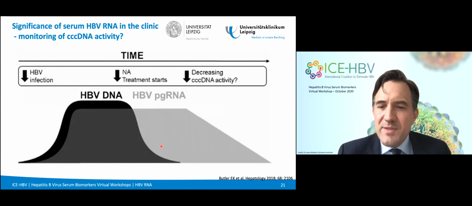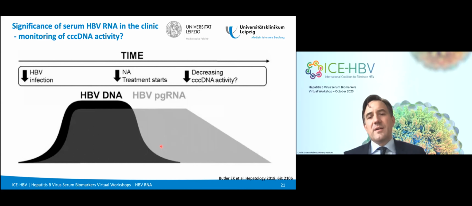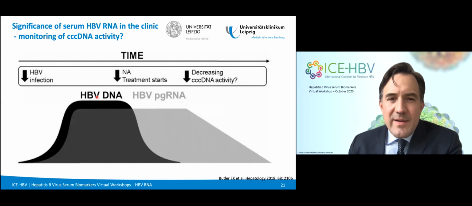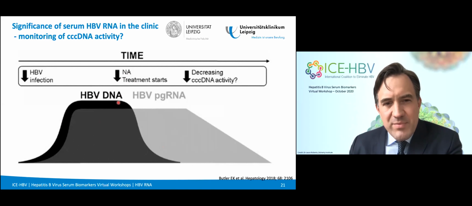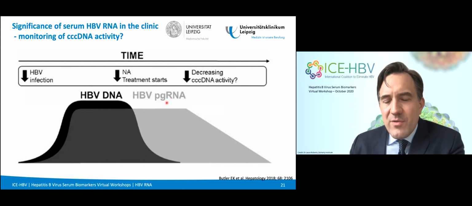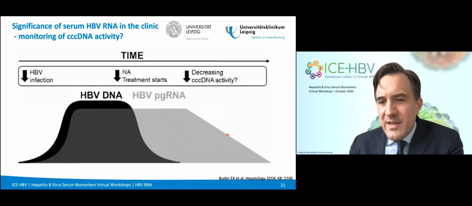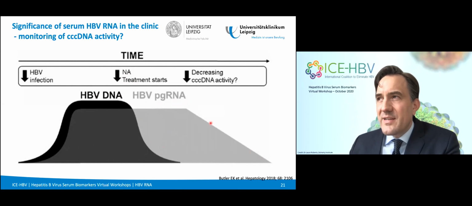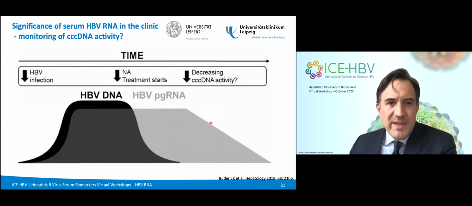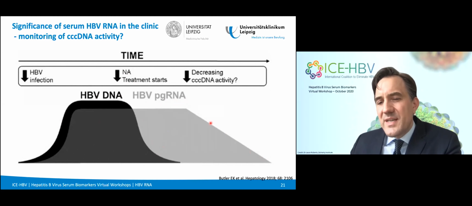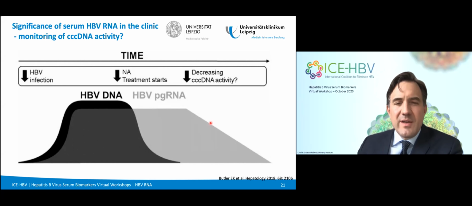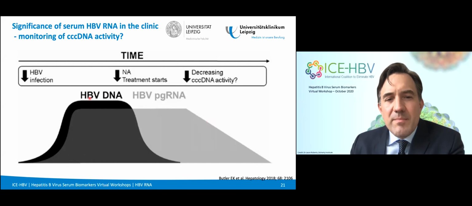cccDNA activity? And this was proposed by the Abbott group, Butler et al., and they show that during nuke treatment, you can suppress HBV DNA, but the RNA level remains detectable and finally comes down to undetectable level. And this could show a decreasing of cccDNA activity, or maybe of the cccDNA copies that are in the cells. This is a very, very interesting hypothesis. If this is true, then we have a marker in our hand that gives us information about HBV replication in patients under nuke treatment that have suppressed HBV DNA.